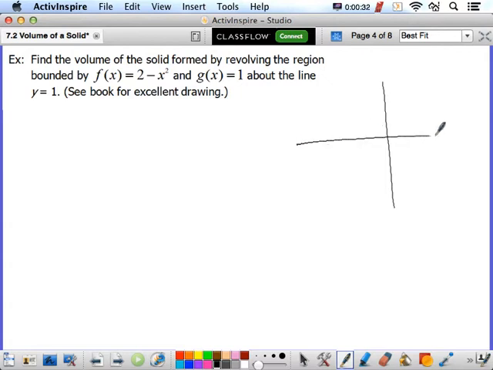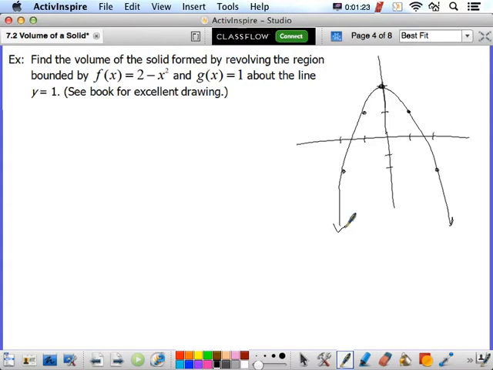So first thing we're going to do is graph the parabola y equals 2 minus x squared. It's going to have a vertex at (0, 2). I really should make this bigger. I don't know why I'm afraid to use the board. Okay, so at y equals 2, x is 0. And when x is positive 1, what is y? 1. And when x is negative 1, y is 1. And when x is 2, y is negative 2. And when x is negative 2, y is negative 2. So what we have is this downward parabola right here. Okay, that's our first graph.